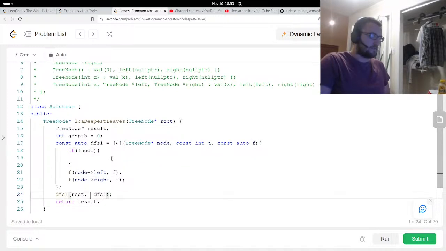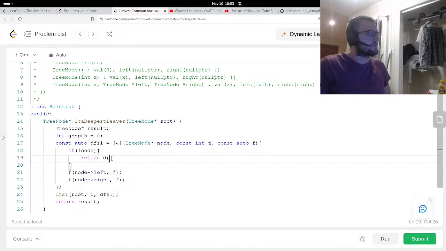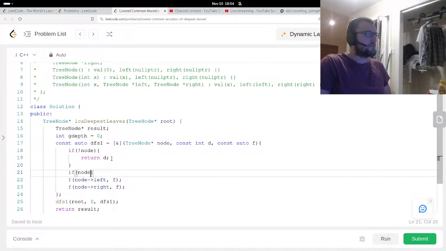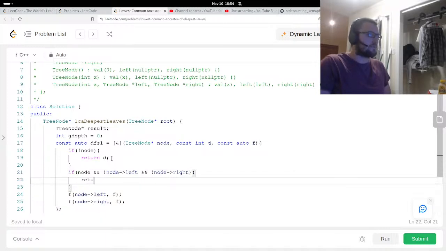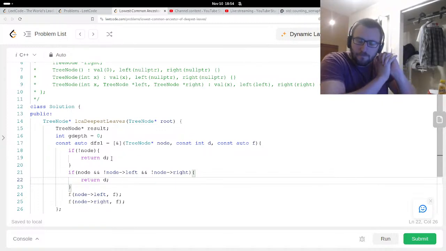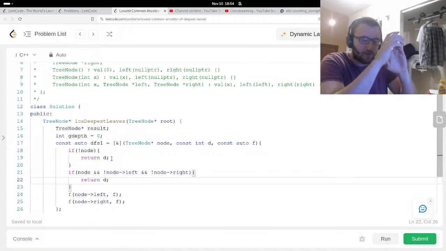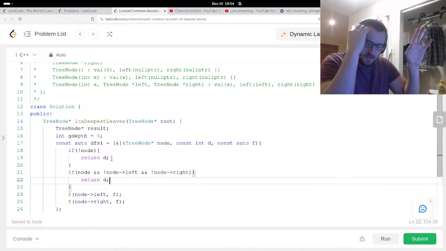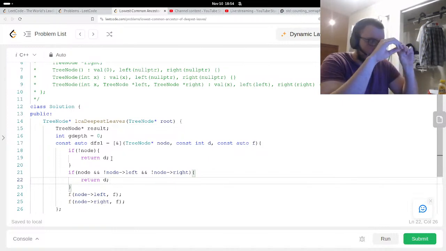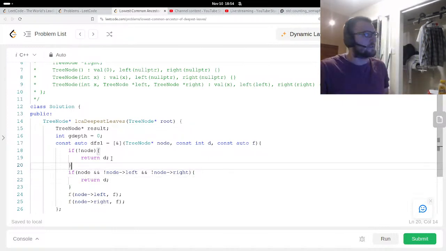So start off at 0 and return D. So if node and not node left and not node right, return D. So if it's just one node, we have a depth of 0. If it's like a node on the left, node on the right, then we would say this should never really be reached. Well, yeah, okay, that's fine.